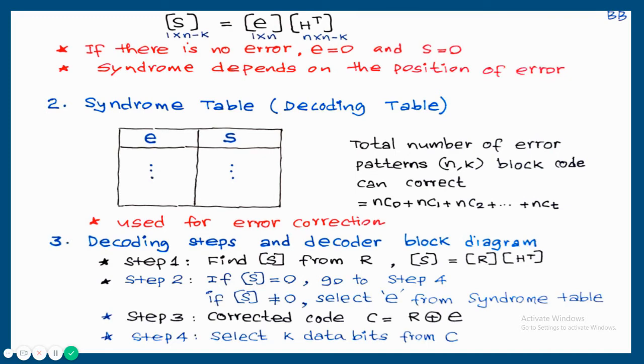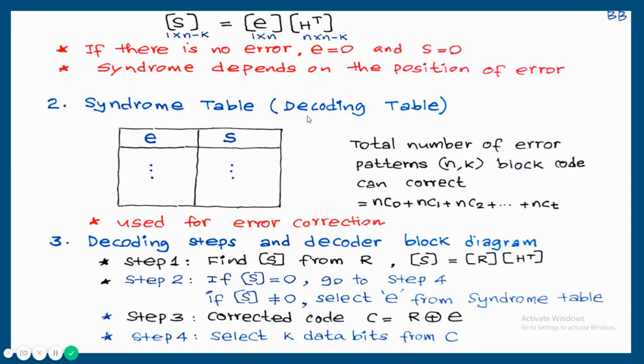This result again shows that syndrome depends on the position of error. So depending upon the position of error, E pattern will change, and according to this error pattern, we will get a syndrome, because H transpose is not going to change. It always depends on the generator matrix. So according to the error pattern, we will get a syndrome. So syndrome depends on the position of error, not on the transmitted code C.